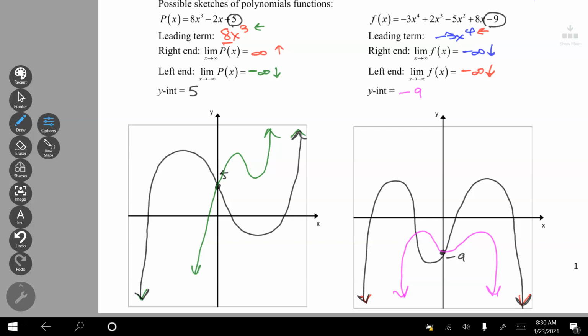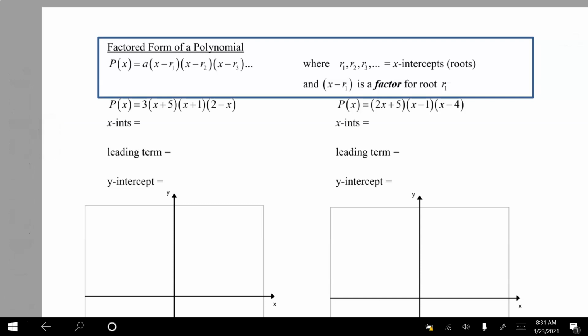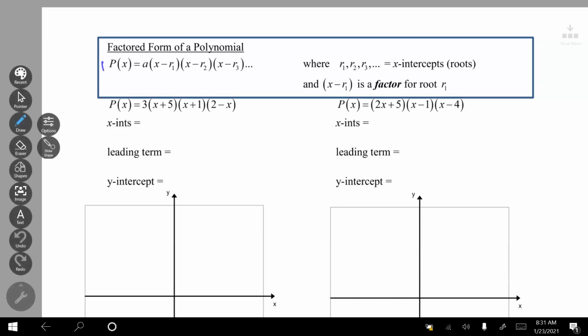So when we have it in standard form, we get a global look at what's happening to the graph, the ends of the graph. Okay, in this page, we're going to look at better details. I really want to know exactly what's going on with this graph, so we're going to do more of a local view of the graph where we're going to see x-intercepts. So we're going to do the factored form.